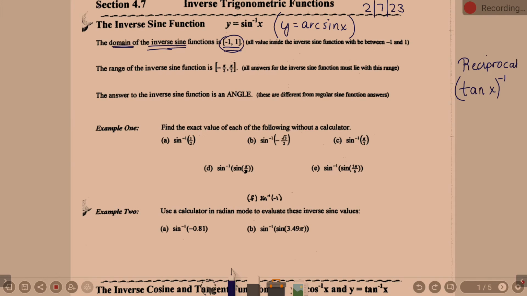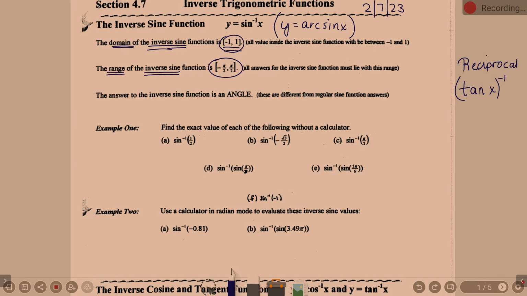Now, on the flip side of that, the range. So range is going to be my output. Remember what we talked about, since we're switching our input and output here, our output is our angle. And for sine, our range, our answers, always have to be between negative pi over 2 and positive pi over 2.